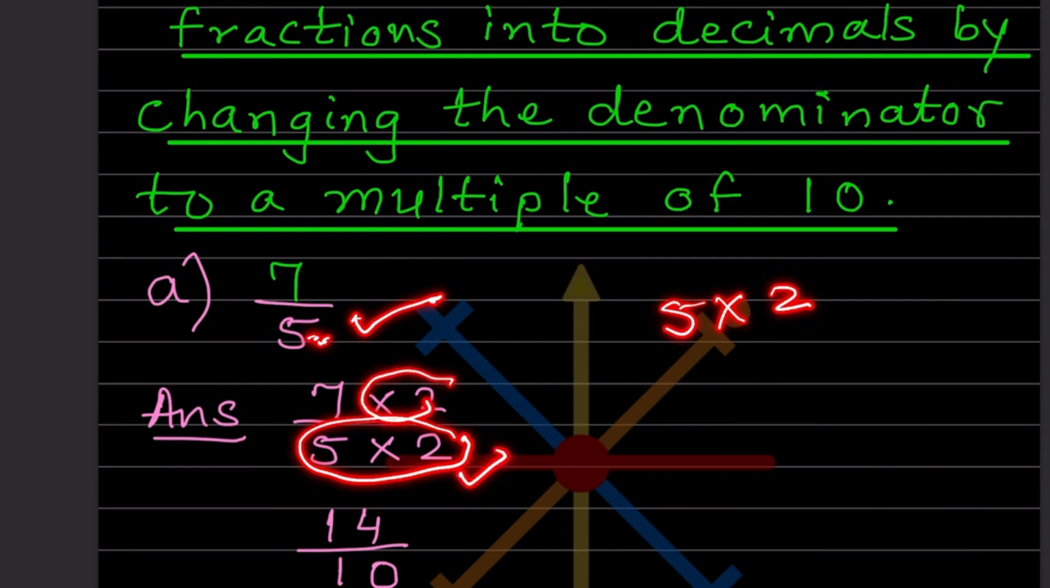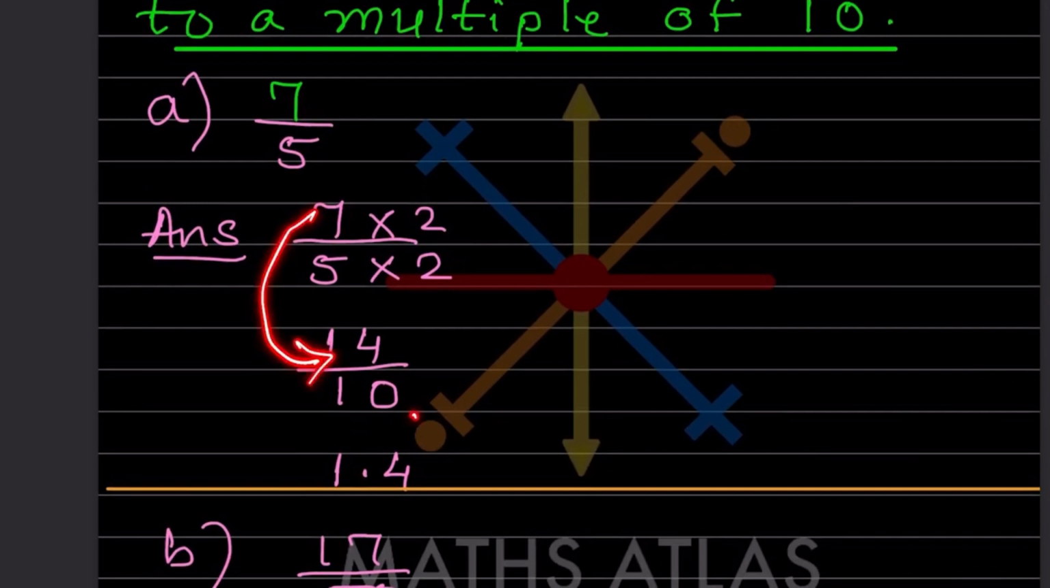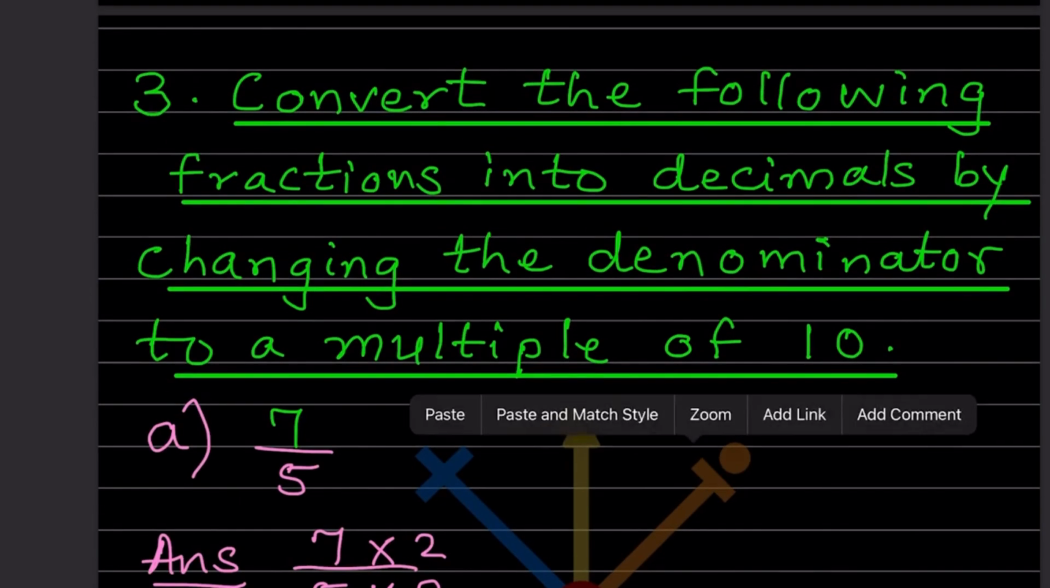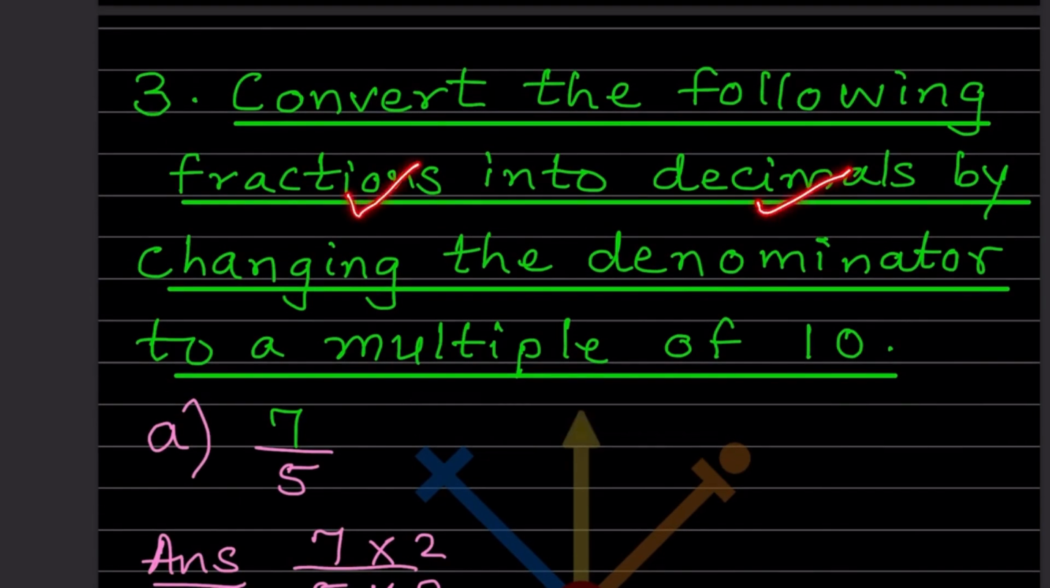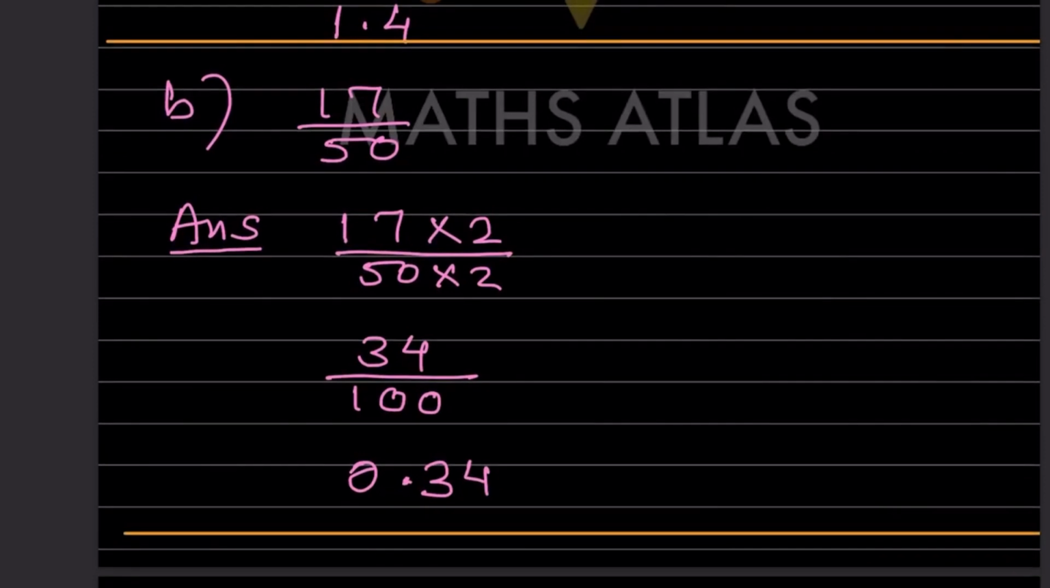In the numerator also, it is 7, so we are going to multiply by 2. So this is going to be how much? 14 over 10. And this 14 over 10, we are going to convert it to decimals. Here there is 1 zero, so with 14 you will go backwards 1. That will be 1.4.